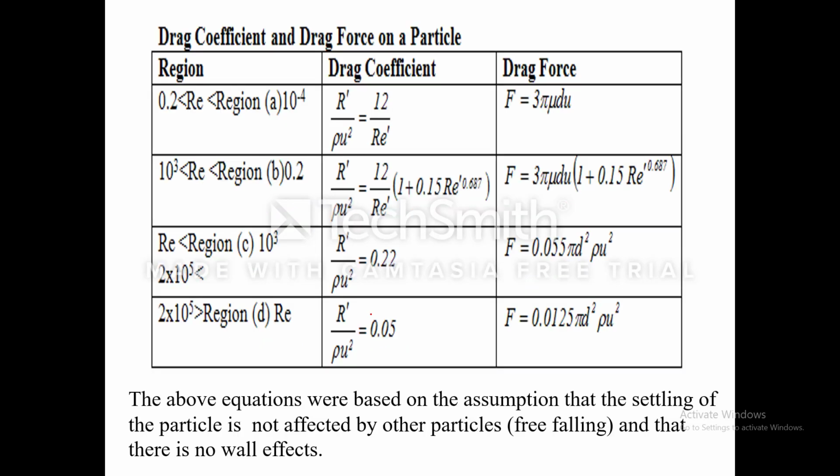So drag coefficient and drag forces on particles are given in these tables according to regions A, B, C, and D. We are given the drag coefficient and drag force. You have to learn how we reach each of these forces, and that will be homework. You have to solve it and send it to me. The above equations were based on the assumption that the settling of the particle is not affected by other particles, free falling, and that there is no wall effect.